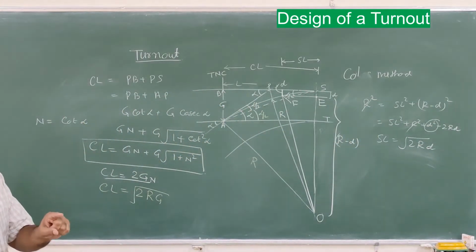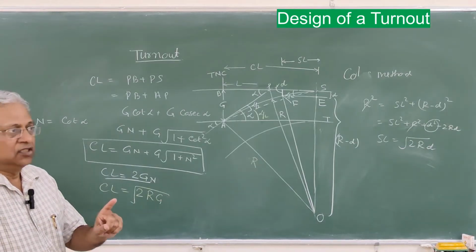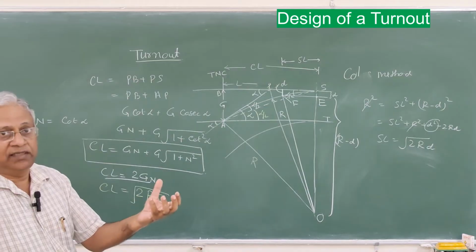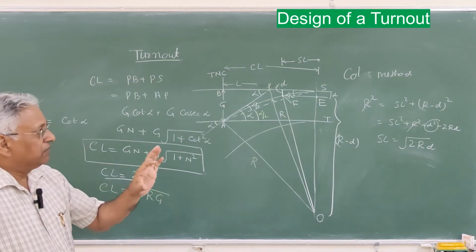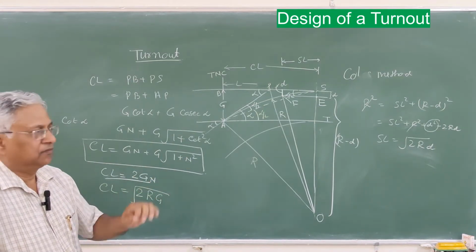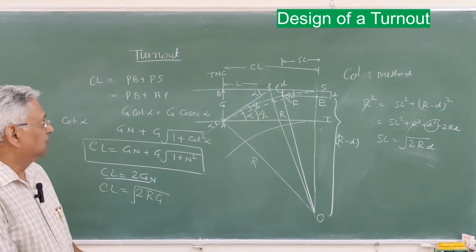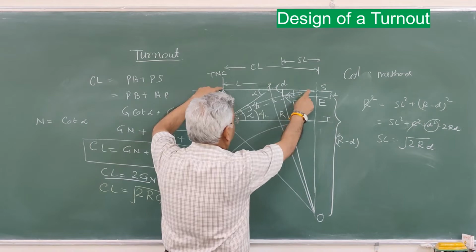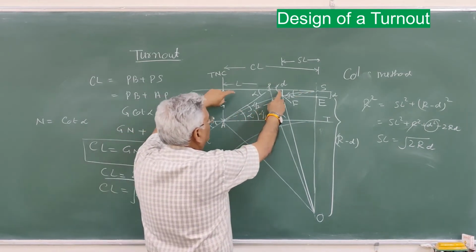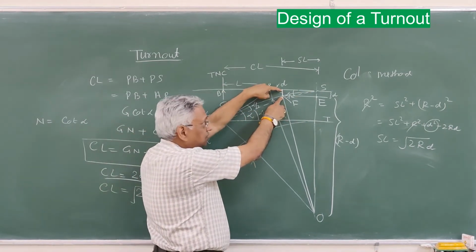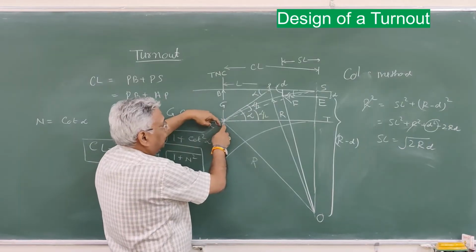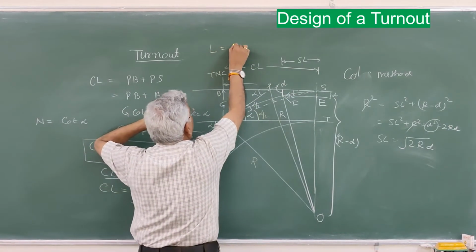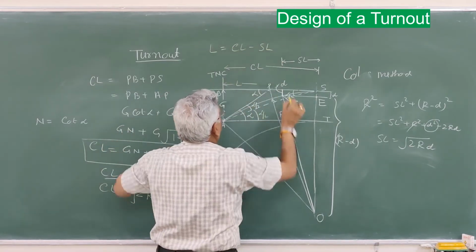D is known. If D is not known, switch lead is known. In that case, you can find out what is small d. Heel divergence is generally fixed. And the third is this crossing lead, L. L will be from the heel divergence to the theoretical nose of crossing. So it is CL minus SL. L is CL minus SL.